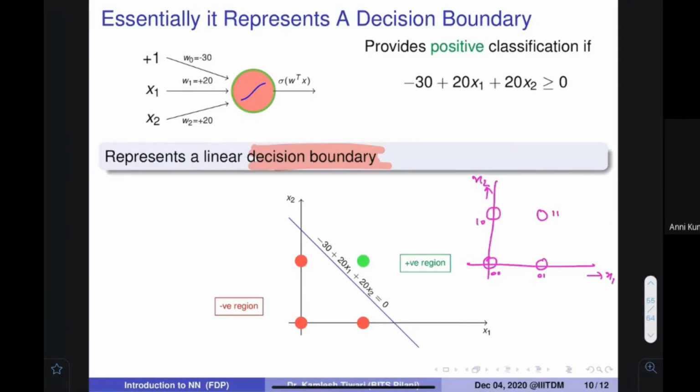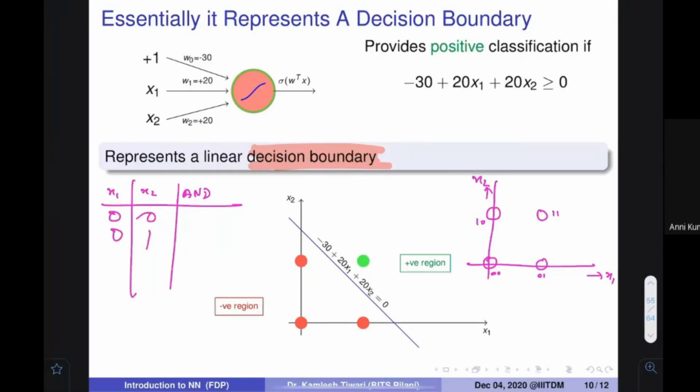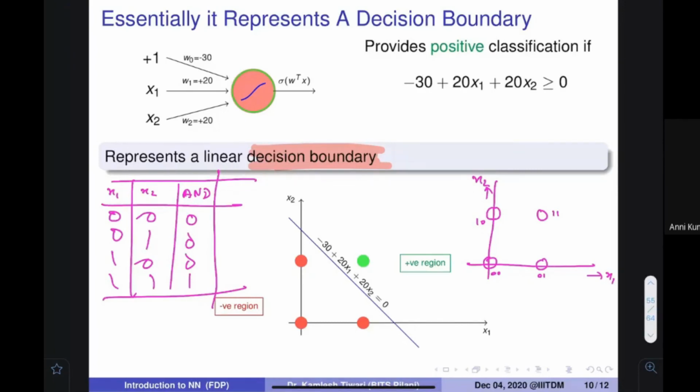So let me write it. X1, X2, and what is the AND gate? It could be 0, 0, 0, 1, 1, 0, 1, 1. So what I wanted to tell is that AND gives 1 here, otherwise 0. So at what place is it 1? At 1, 1. So this is the one.